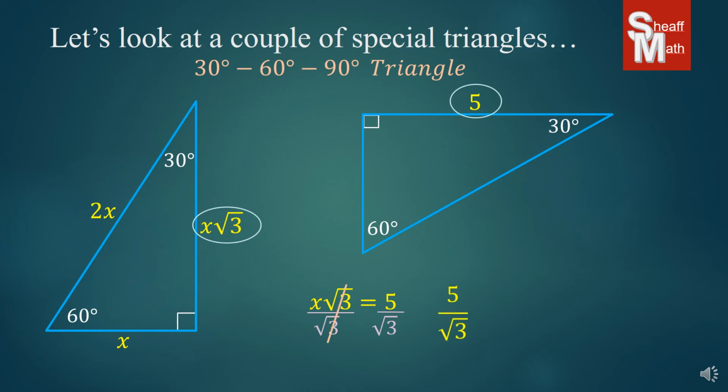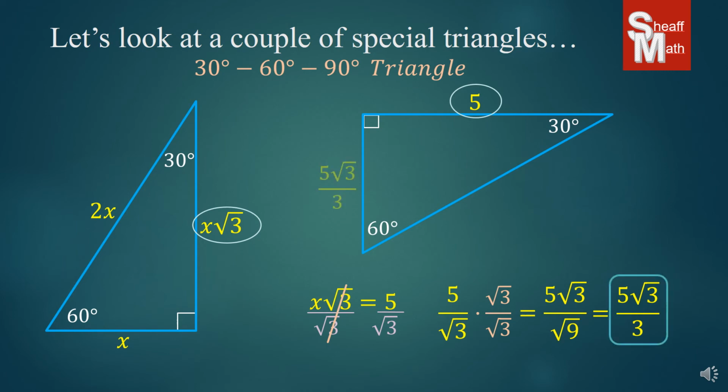But we can't have a radical at the bottom, so we are going to multiply by square root 3 over square root 3, giving us 5 square root 3 over square root of 9. The square root of 9 is a perfect square now, and so we can simplify that to 5 square root 3 over 3. And that is our small leg. I know, it's not pretty looking.